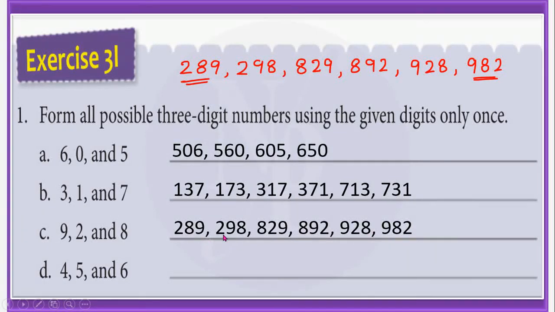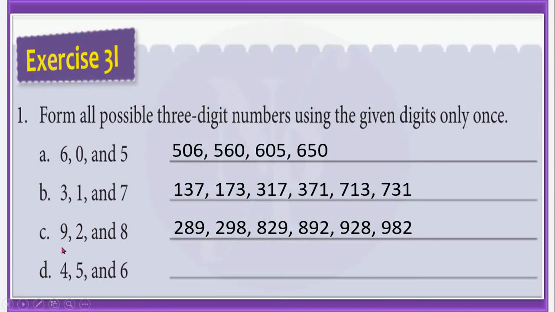289, 298, 829, 892, 928 and 982 are the different 3-digit numbers that can be formed using the digits 9, 2 and 8. Now look at D. 4, 5 and 6. We have to form all possible 3-digit numbers using 4, 5 and 6. Let us write now.